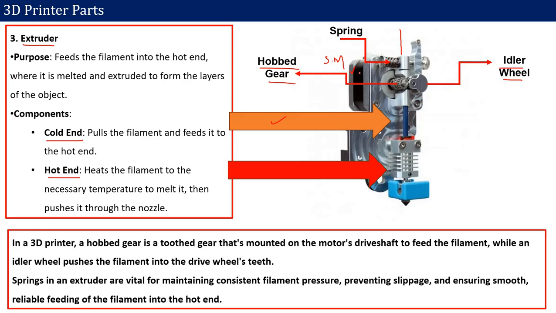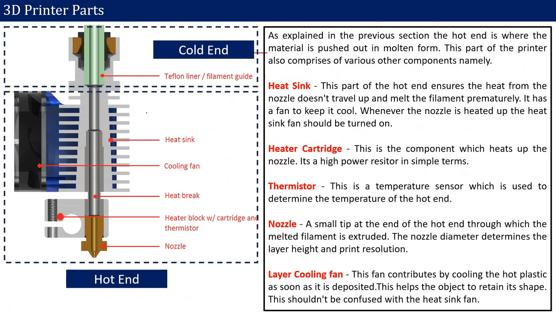When the servo motor rotates, the hob gear and idler gear pull the filament, and then it passes through the nozzle. Then we have the cold end, which pulls the filament and supplies it to the nozzle. In the hot end, we have the heat sink, the cooling fan, the heat break, and then the heater. We have to supply the temperature to the heater.